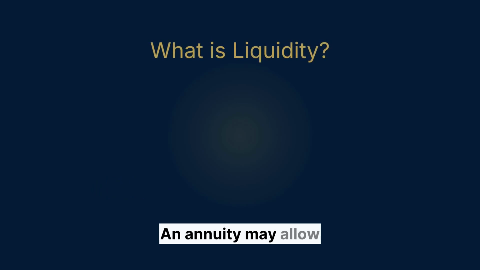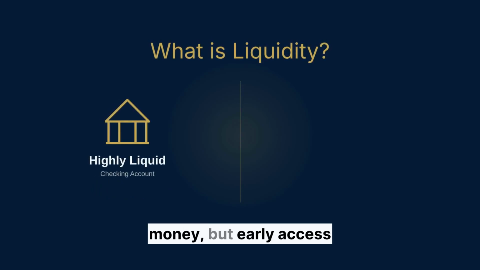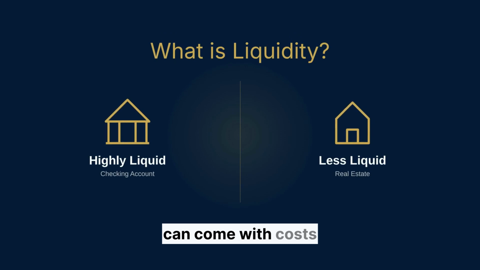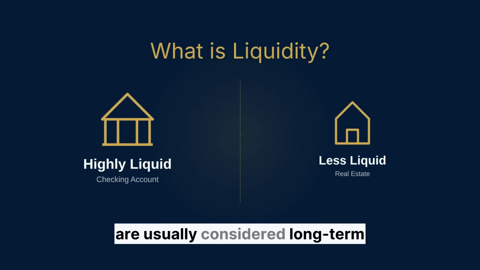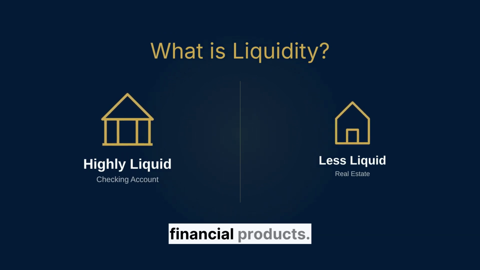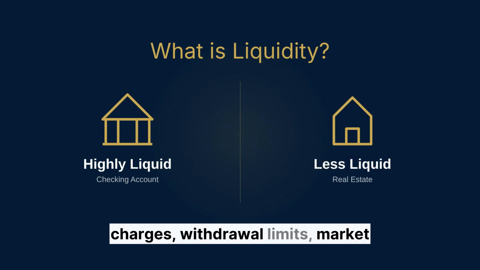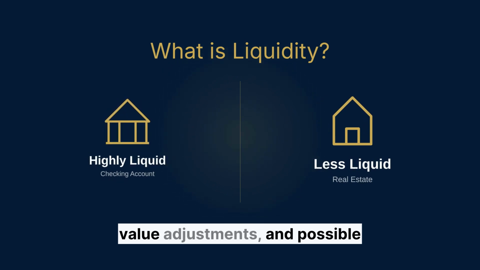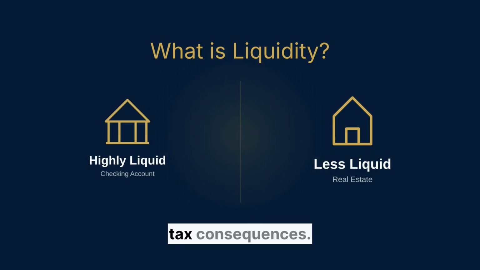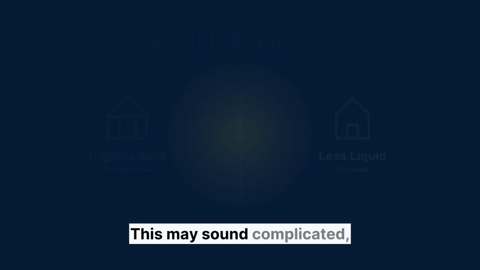An annuity may allow you to withdraw your money, but early access can come with costs and restrictions. That is why annuities are usually considered long-term financial products. Today, we are going to talk about what I call the fine print with teeth: surrender charges, withdrawal limits, market value adjustments, and possible tax consequences. This may sound complicated, but we'll take it one step at a time.